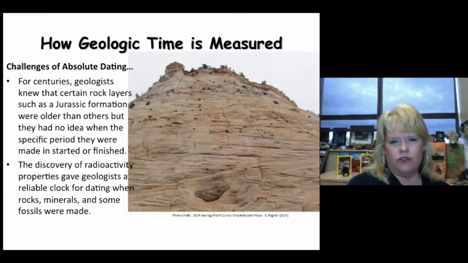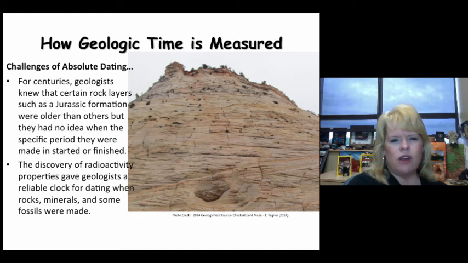So what were the challenges for absolute dating? Geologists knew for hundreds of years that time would be manifested in certain rock layers. For example, this Jurassic rock layer right here, which is Checkerboard Mesa from Zion National Park. And they knew that some layers were older than others, but they had no idea exactly what that rock layer was in terms of age. They didn't know when it started, they didn't know when it finished. They could just judge it based on contact formations of what they mapped in the field and fossils.